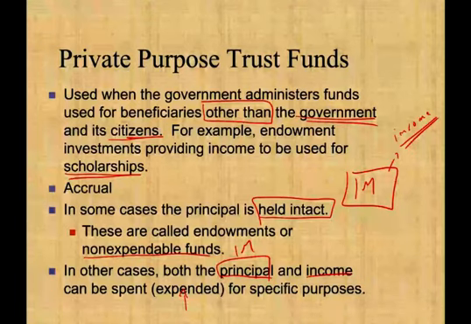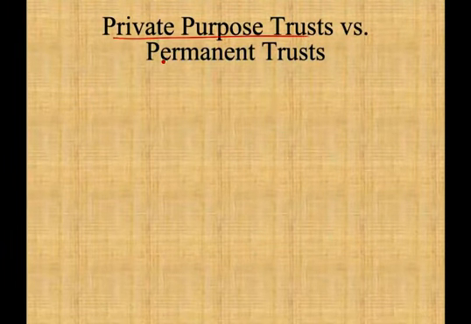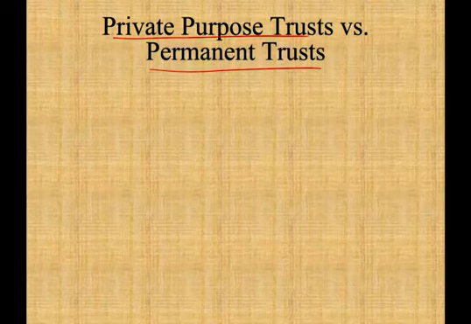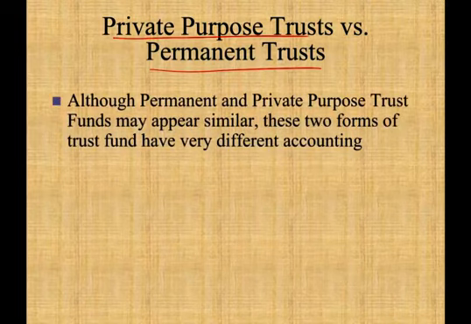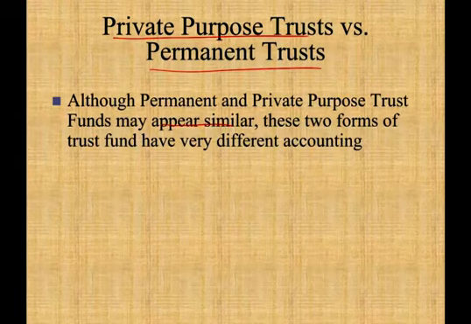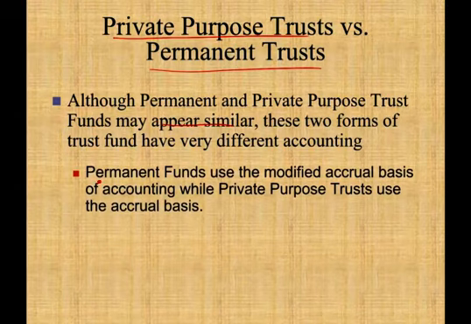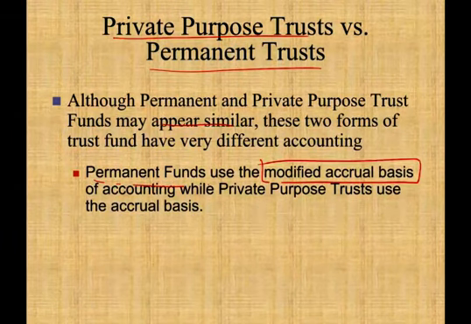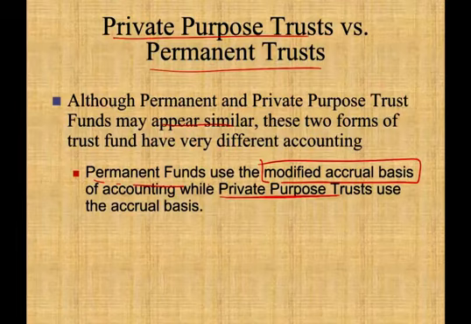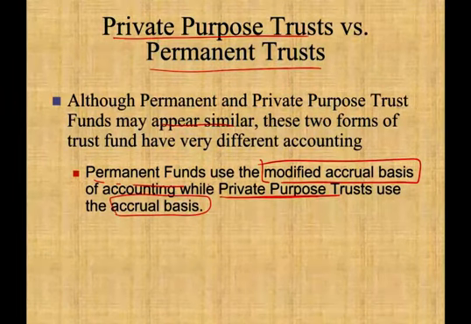Now, this sounds like the permanent fund. We have to differentiate between the private purpose trust fund and the permanent fund. Although when I did the permanent fund, I differentiated between those two, it's good to go ahead and do it again. Okay, although they may appear similar, they differ from an accounting perspective. For one thing, the permanent fund uses modified accrual basis, which is kind of governmental accounting, while the private purpose trust, what we're doing now, uses full accrual accounting.